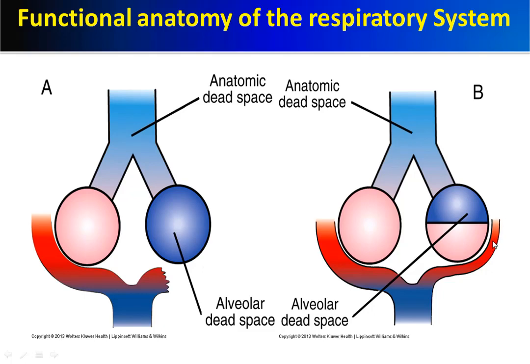So if this is the case, then not all the air inside this alveolus would participate in the process of exchange of gases. Maybe part of the air will participate in the process of gas exchange, but this part will not participate in the process of exchange of gases and will constitute what is known as the alveolar dead space.